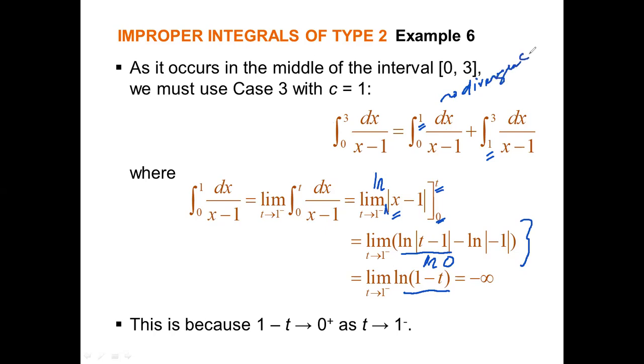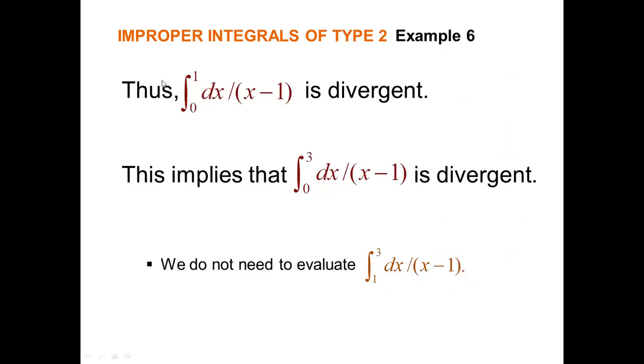So if only one or both of the two integrals in the sum equivalent to the original is divergent, the original is already divergent in itself. Now, if I erase my marking here, you will see that the said integral will be divergent. So thus, the integral of dx over x minus 1 is divergent from 0 to 1. And this implies that your original integral is also divergent.